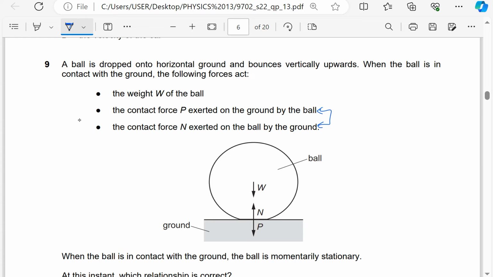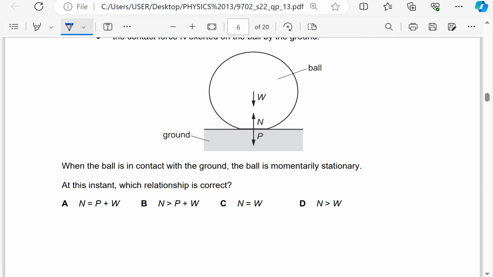The contact force N exerted on the ball by the ground, and the force P exerted on the ground by the ball, are equal, so N should be equal to P. That helps us to ignore A. That also helps us to ignore B, because N should be equal to P.